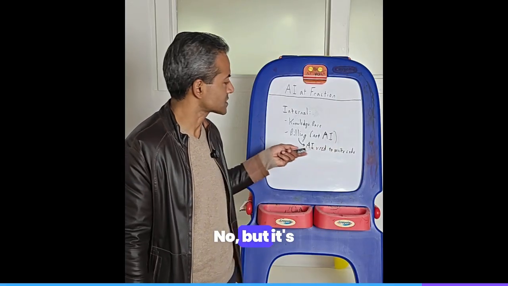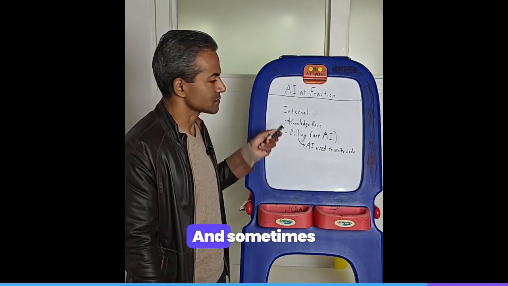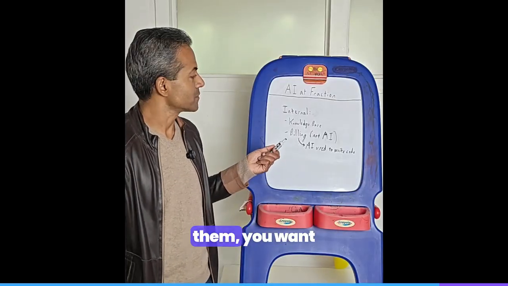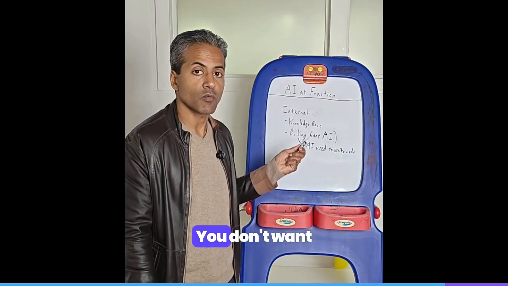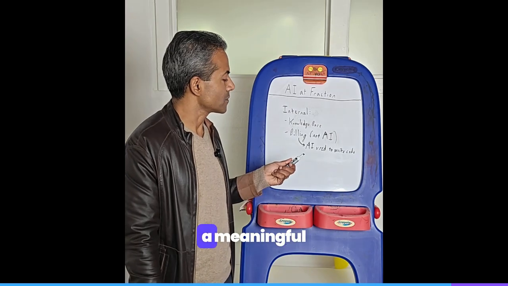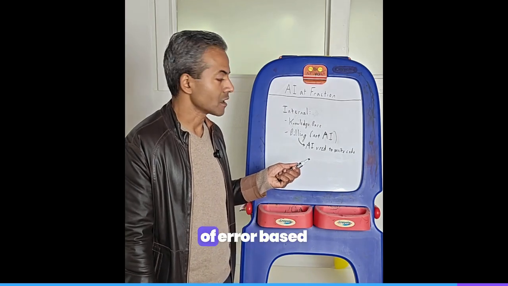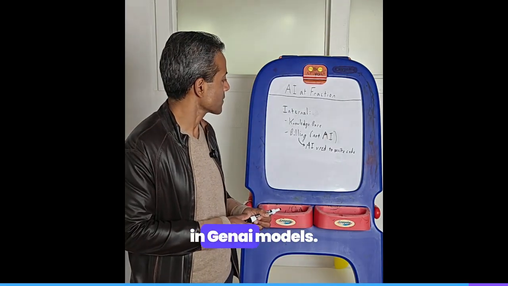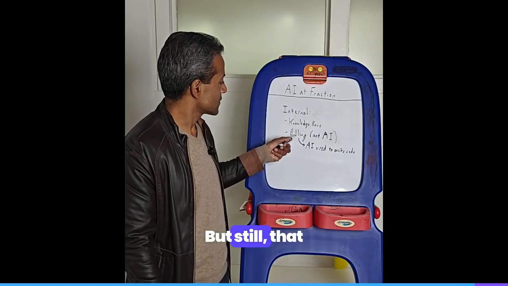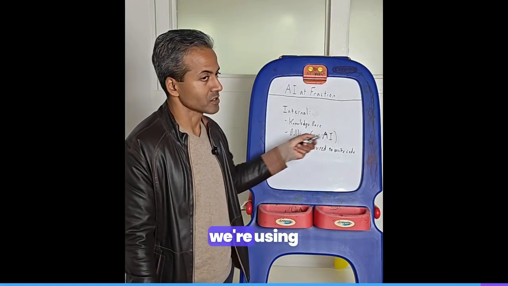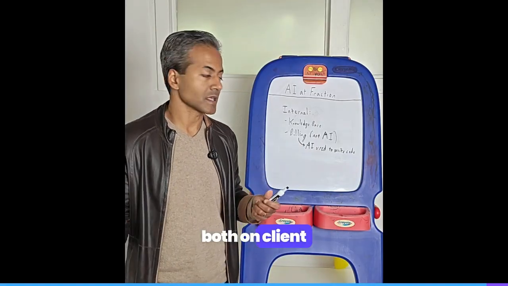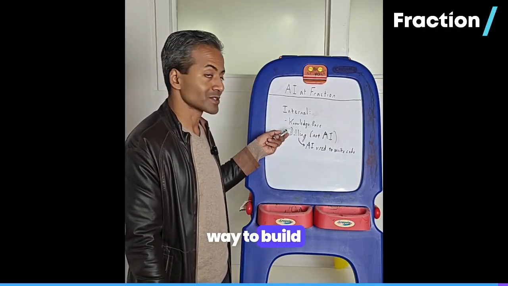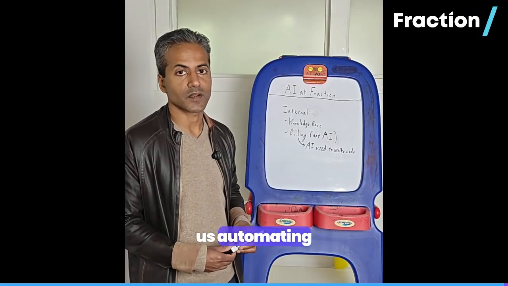Is it going to be perfect? No, but it's still going to accelerate that process. And sometimes, for some use cases, moving money around being one of them, you want the code to be deterministic. You don't want there to be a meaningful percentage of error based on hallucination and the other issues that you see in Gen AI models. But still, that and the use of AI, and we're using this, of course, heavily both on client engagements and internally to help us build stuff. But that's a way to build deterministic code that is key to us automating our business.